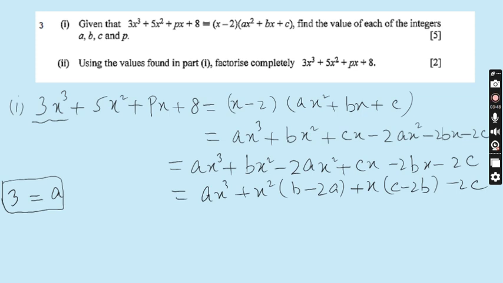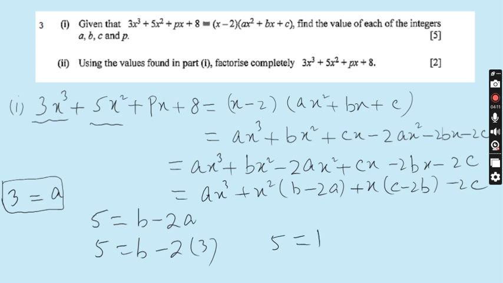Now compare the coefficient of x square. On left hand side the coefficient of x square is 5 and on right hand side the coefficient of x square is b minus 2a. So 5 equals b minus 2 into a, which we have already found, that is 3. So 5 equals b minus 6, so b equals 5 plus 6, that is 11. Therefore the value of b is 11.